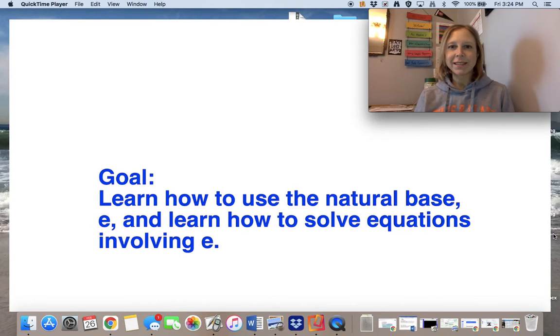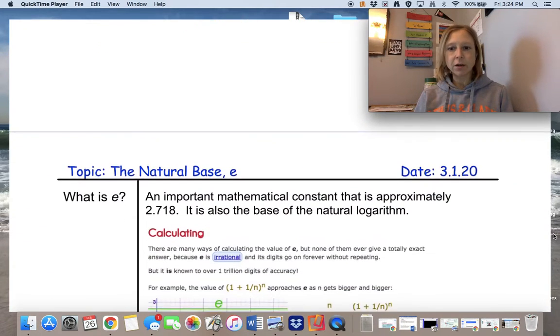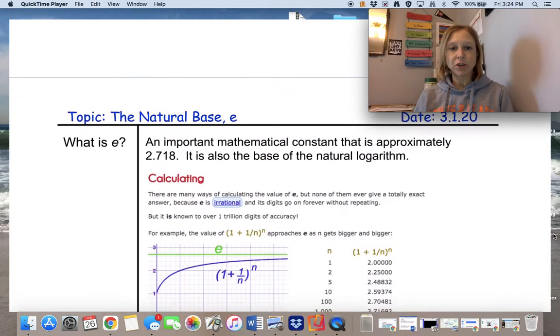Algebra 2 students. This week we are going to learn about the number e, the natural logarithm, and how to simplify expressions that contain them and solve equations with them. So let's start with probably your first question.